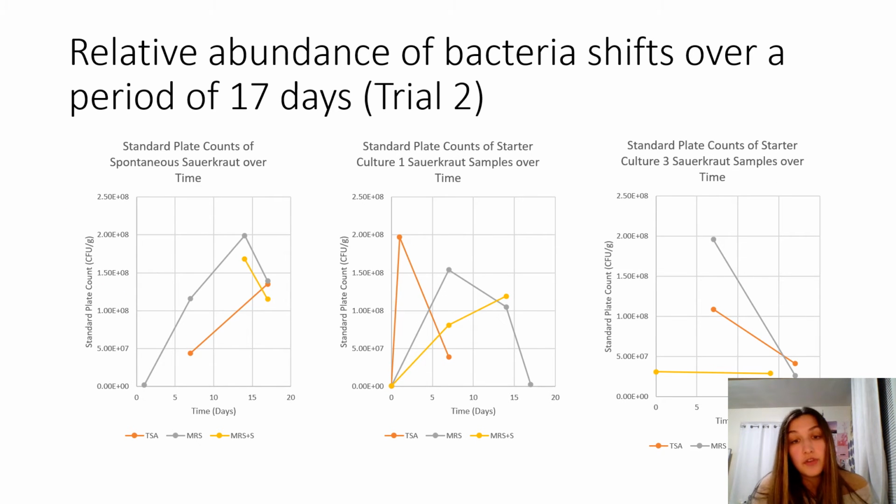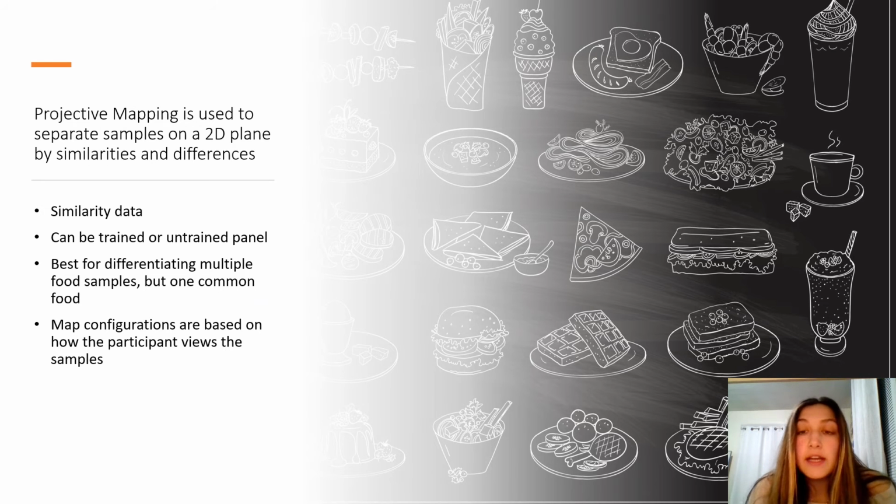Similarly to the first trial, the 3 medias TSA, MRS, and MRS and sucrose were used, and the results were also fairly inconclusive as the standard plate counts fluctuated over the fermentation period. Once the sauerkraut fermentation completed, my team and I were able to conduct a sensory test known as projective mapping.